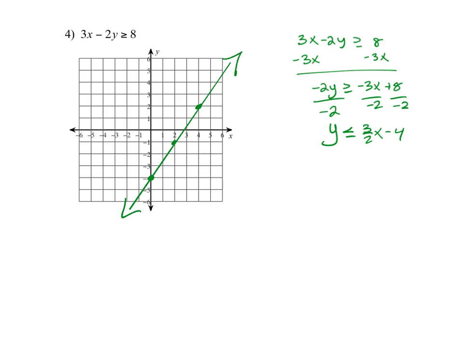Okay. Now again, I'm going to test a point. So 0 less than 3 halves times 0 minus 4. This becomes 0. So 0 less than negative 4 again is false. So I'm shading to the opposite side from my test point. Okay, and that's my graph.